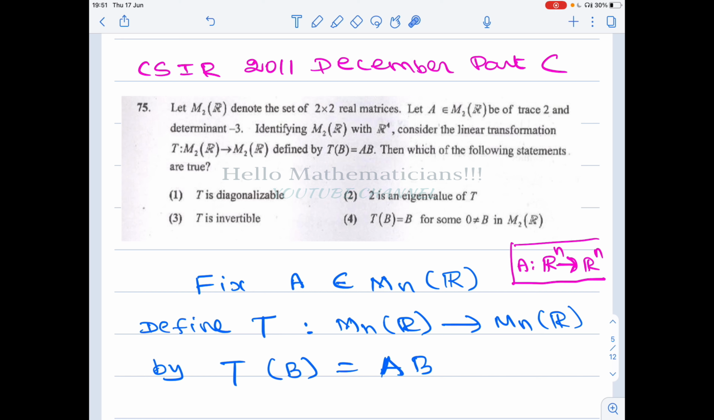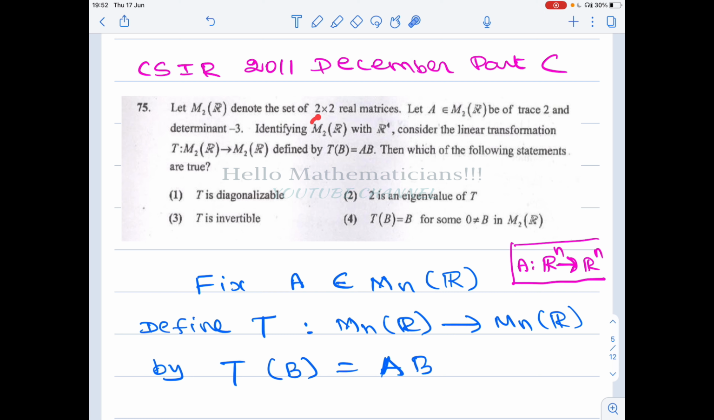Okay, let's see the content of this problem. Let M2 of R, the set of all 2 by 2 real matrices. We consider M2 of R and I fix a matrix A belongs to M2 of R. And we assume that this matrix has trace 2 and determinant minus 3.